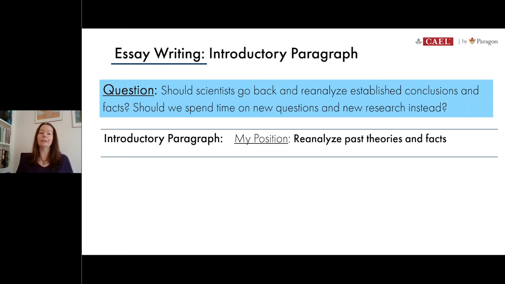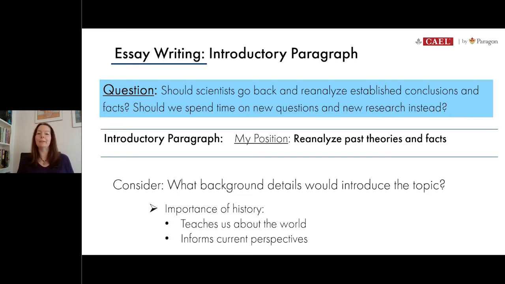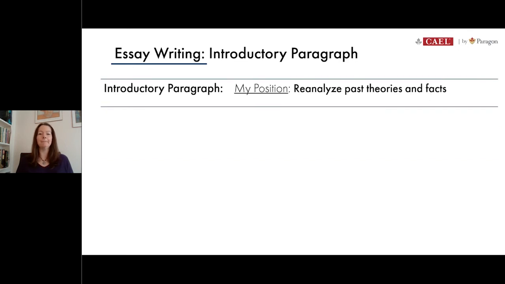So in order to get started with our introductory paragraph, it's a really nice idea to provide some background context, at least introduce the general topic that you'll be discussing throughout the entire piece. So this question centers around the idea of history. So we're going to introduce history as that general topic. And if we can state a couple of things about how history maybe teaches us about the world or informs our current perspectives and helps us make decisions, that will sort of transition into the position that we're taking.